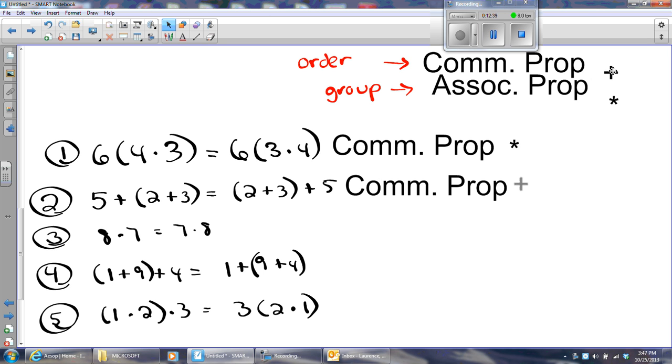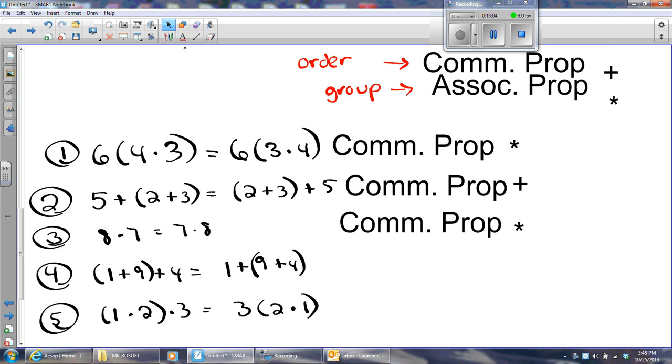See, I hope you're not just going, oh, there's parentheses, so therefore it's associative. No, that would be an elementary idea, and that would be incorrect. It doesn't apply to what we're doing. Okay, 8 times 7 equals 7 times 8. There is no grouping. Did the order change? It sure did. So that is also the commutative property. And this is the commutative property of multiplication.